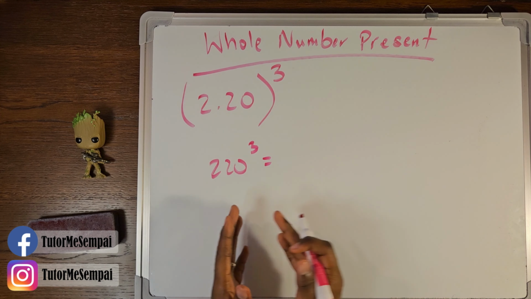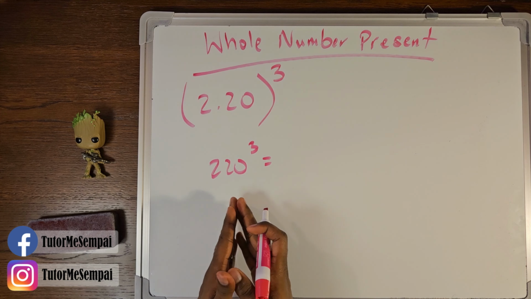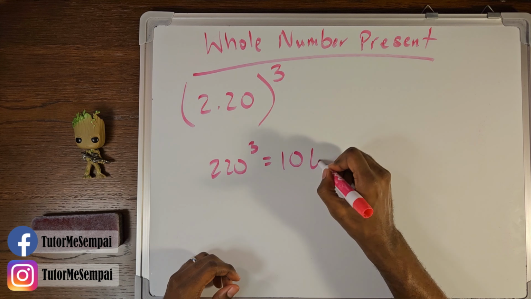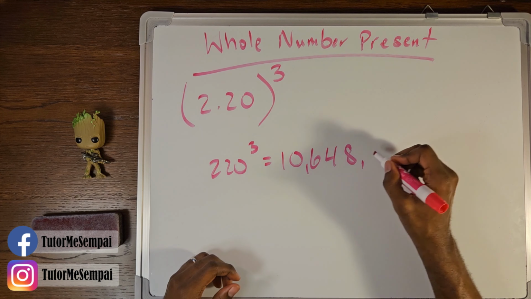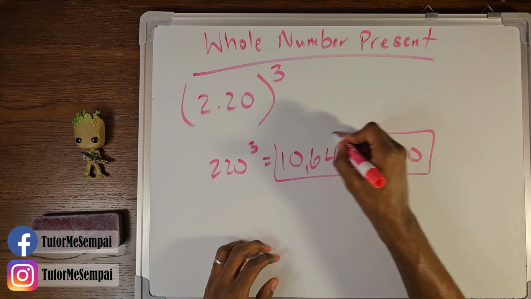Now, if you were to do this, it doesn't take too much work, but I'm going to save you a little bit of time and tell you what this actually equals. You're going to get 10,648,000. So we found our raw number. This is our raw number.